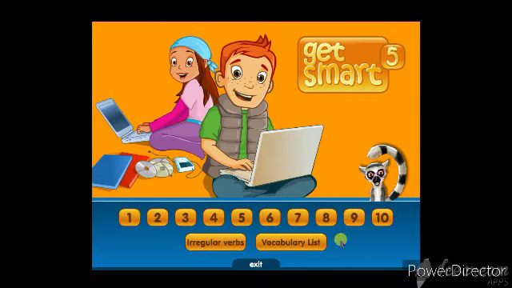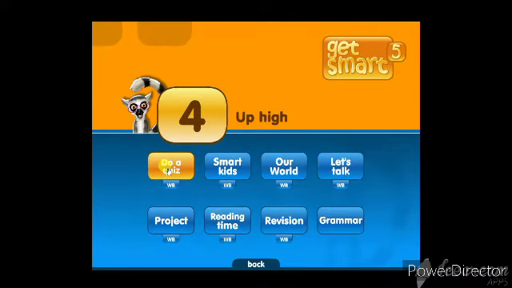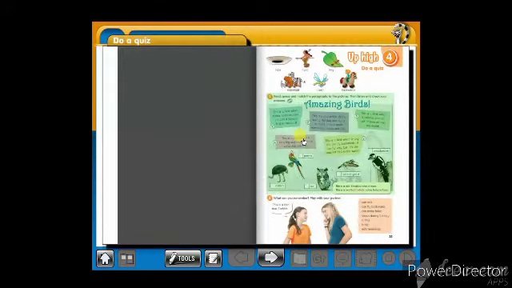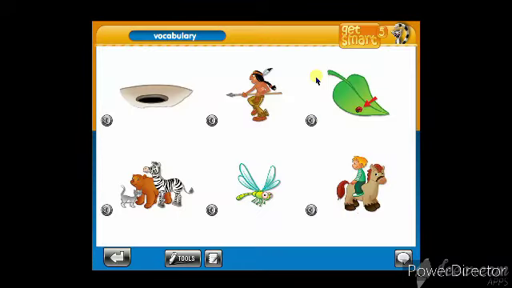And today we're going to start with Unit 4. The first thing we're going to do is a quiz about insects and animals. But first, we're going to check out the vocabulary. We're going to talk about holes.